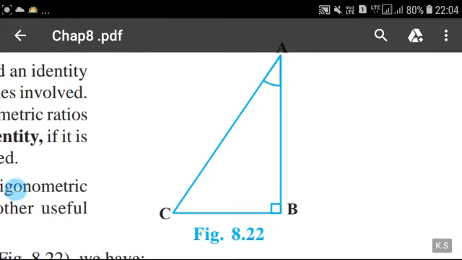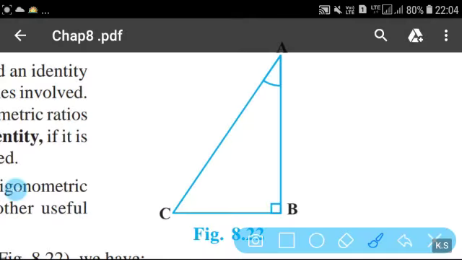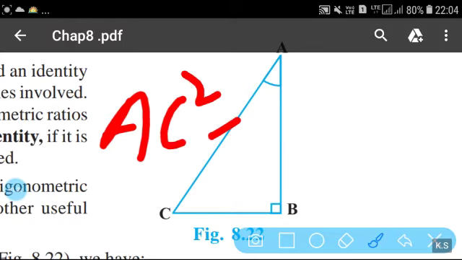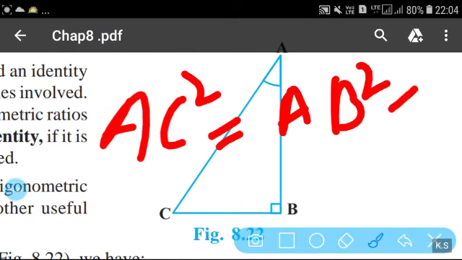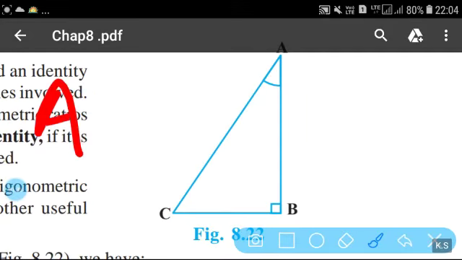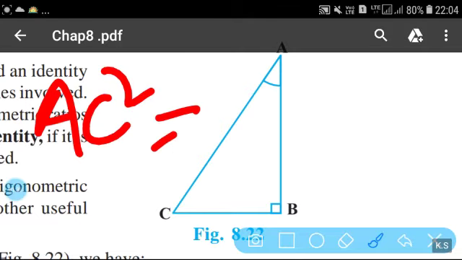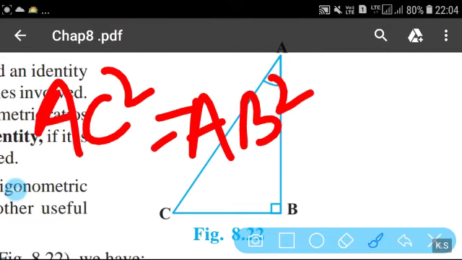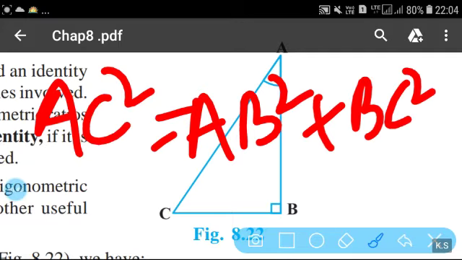To learn the identity, we know that in a right angle triangle ABC, hypotenuse square is equal to perpendicular square plus base square. So we can write AC square is equal to AB square plus BC square. That we know. Now see, AC square is equal to AB square plus BC square.